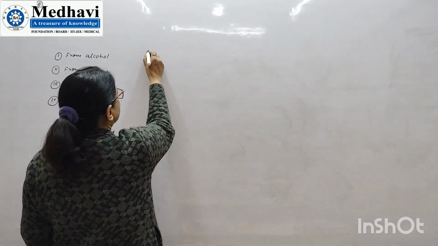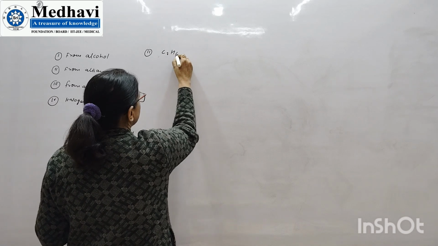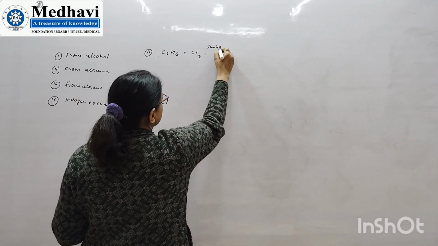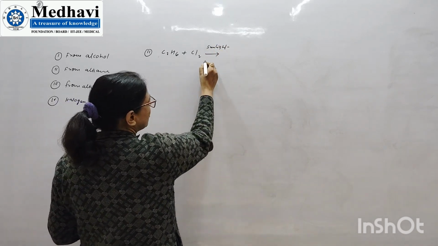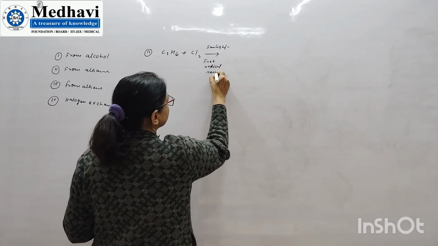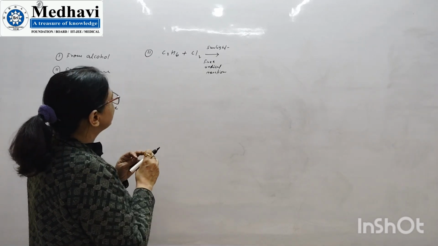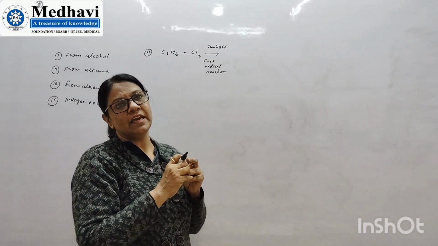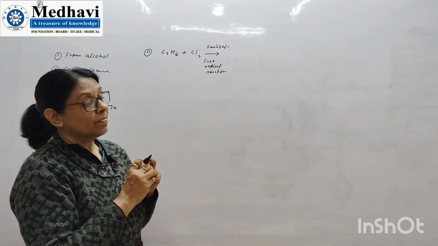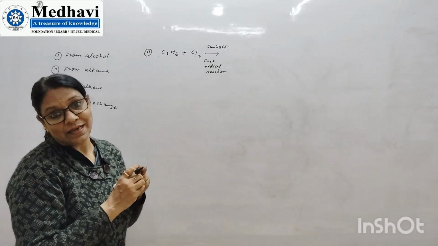Second is from alkane. Suppose you have taken methane or ethane. If it is reacted with chlorine in the presence of sunlight, this is also called a free radical reaction. Here one thing I want to say: alkane single bonded compounds normally give displacement reaction, or you can say substitution reaction, whereas double bonded or triple bonded compounds normally give addition reaction.